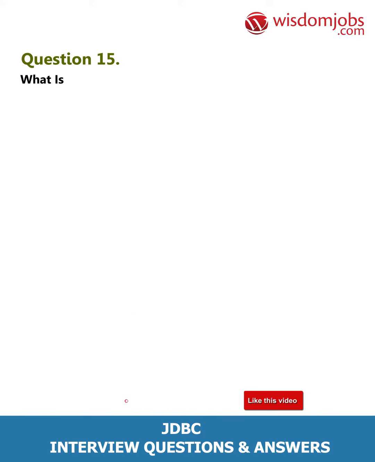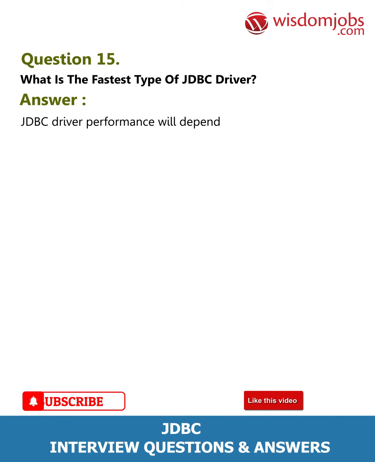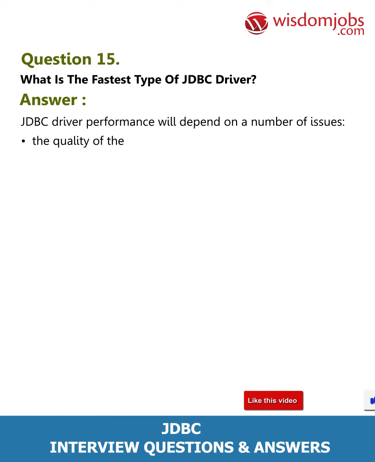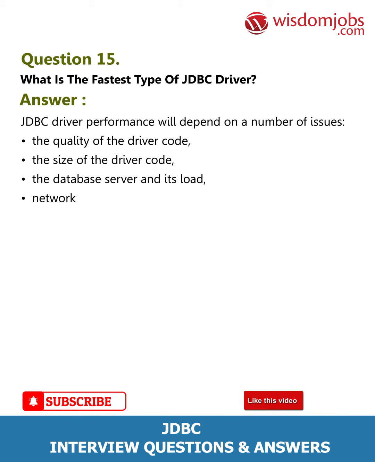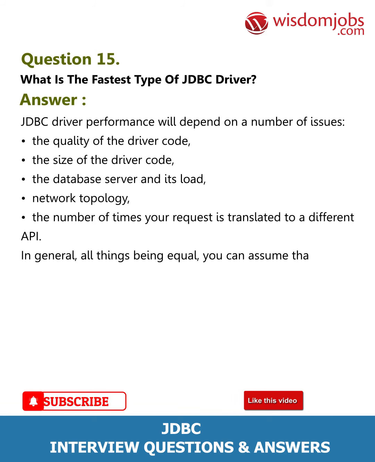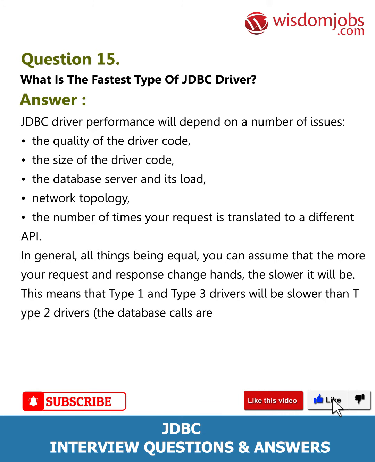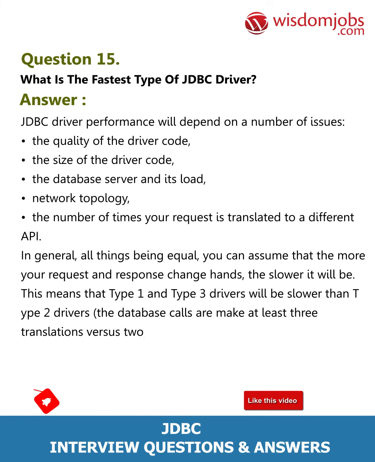Question 15. What is the fastest type of JDBC driver? Answer. JDBC driver performance will depend on a number of issues: the quality of the driver code, the size of the driver code, the database server and its load, network topology, the number of times your request is translated to a different API. In general, all things being equal, you can assume that the more your request and response change hands, the slower it will be. This means that Type 1 and Type 3 drivers will be slower than Type 2 drivers. The database calls make at least 3 translations versus 2, and Type 4 drivers are the fastest, only 1 translation.